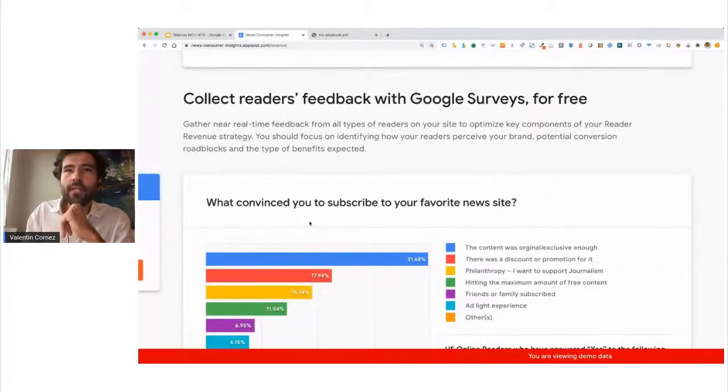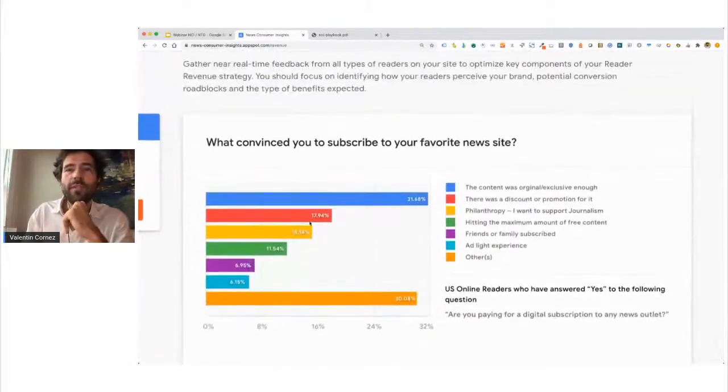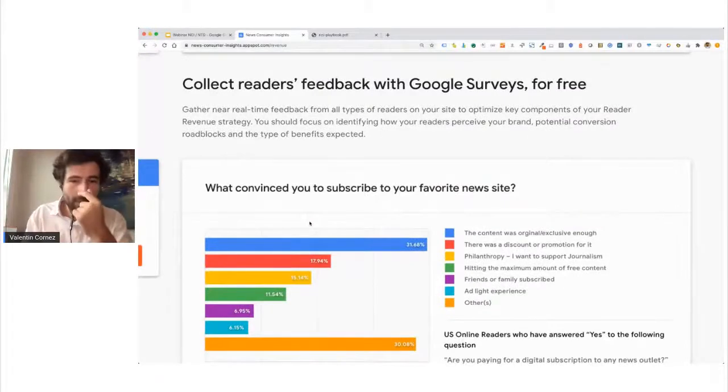And finally, on that report, we start talking about surveys. We have to talk about surveys. It's actually the only product we talk about in this tool because it's free. It's free. You can implement it on your site. Why do we talk about surveys in the reader revenue report? It's because for every reader revenue strategy, you need to collect feedback. You need to collect feedback to set up the right strategy.